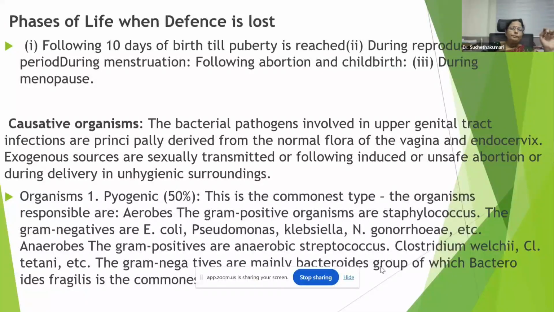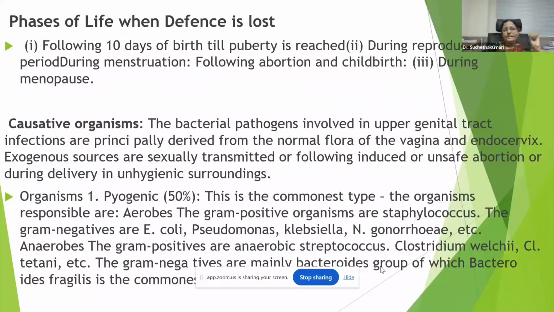Next is the reproductive period, wherein we can see that usually during menstruation, and also after abortion and after childbirth, the pH increases and becomes alkaline. After menopause also the pH increases. It is no longer acidic but becomes alkaline, and the defense of the genital or reproductive tract will be comparatively less.